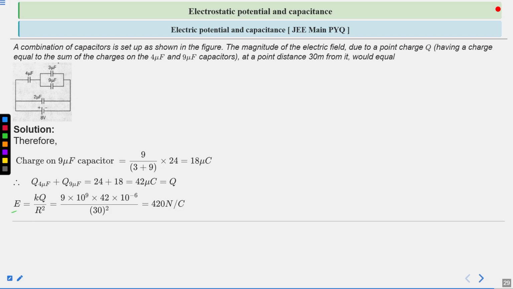Now the electric field due to this point charge at a distance of 30 meter from it is kq by r square. Putting in the values, k is 9 into 10 power 9, the magnitude of the charge is 42 microcoulomb, which is 42 into 10 power minus 6, upon 30 meter square, which is equal to 420 Newton per coulomb. Got it?